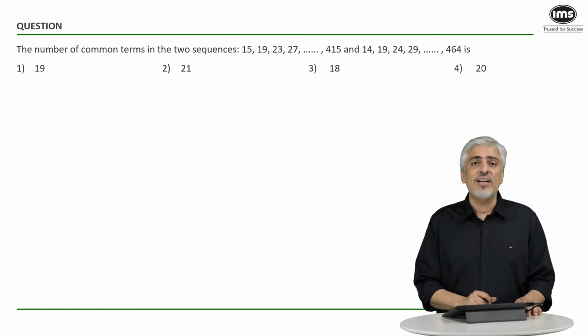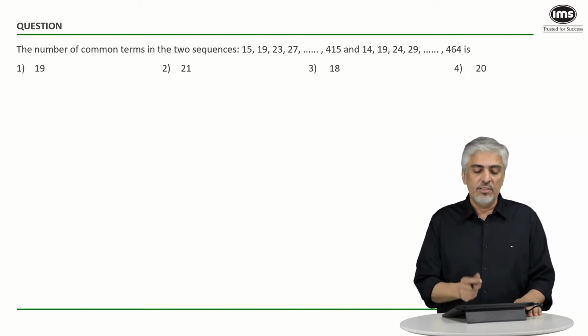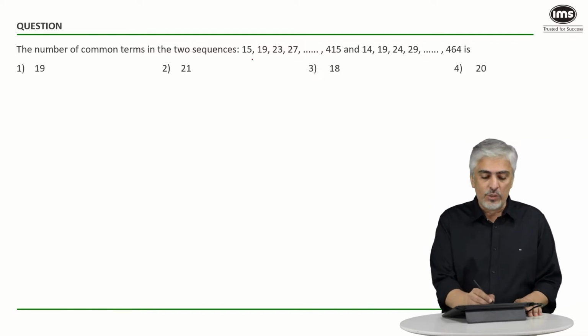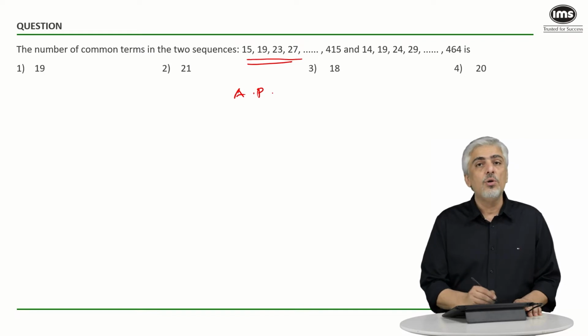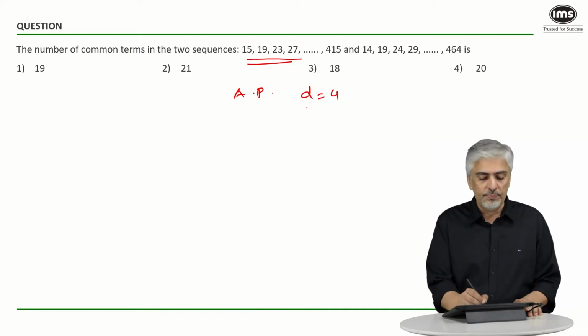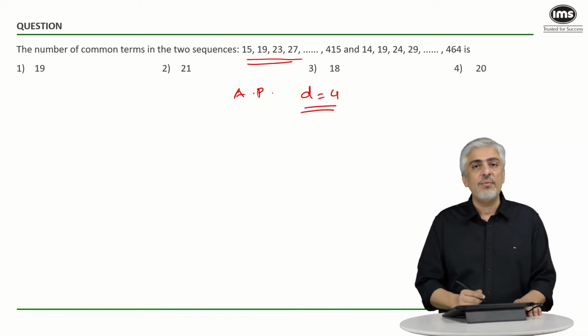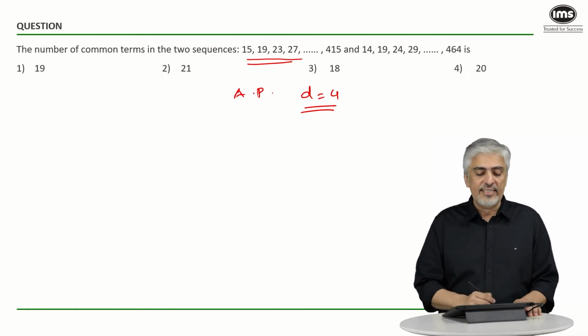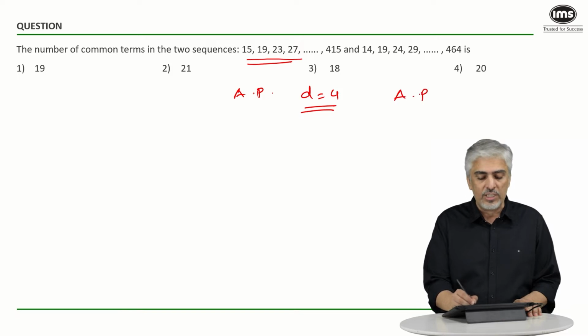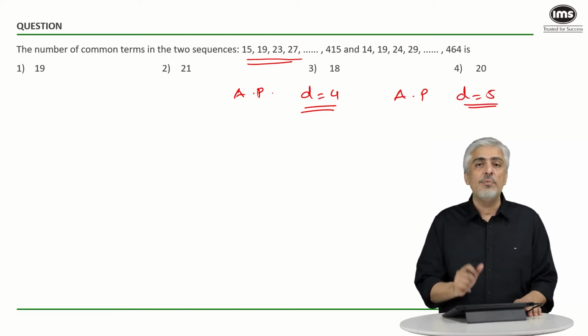Now here the question is, find the number of common terms between two sequences. The first sequence is 15, 19, 23, 27, a very simple arithmetic progression with a common difference of 4, up till 415 being the last term. And then the next series is 14, 19, 24, 29, again an arithmetic progression with a common difference of 5. And we need to find how many common terms will these two series have.